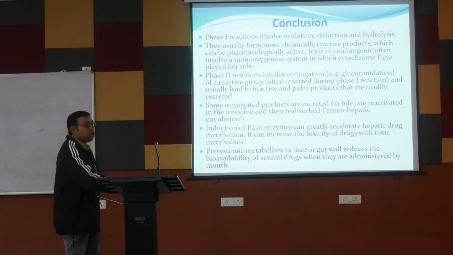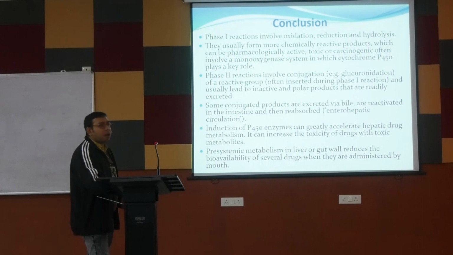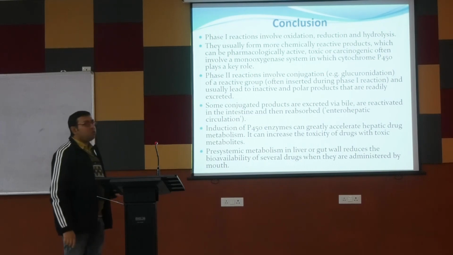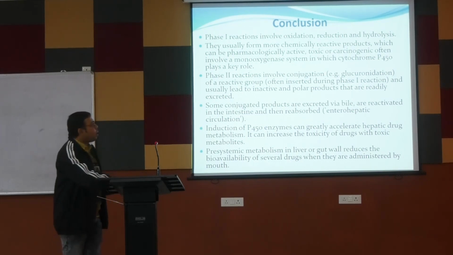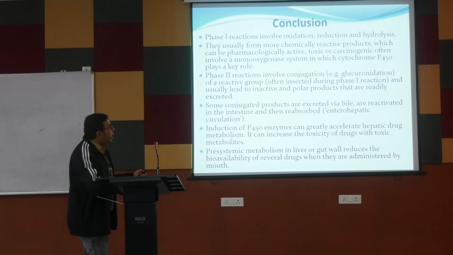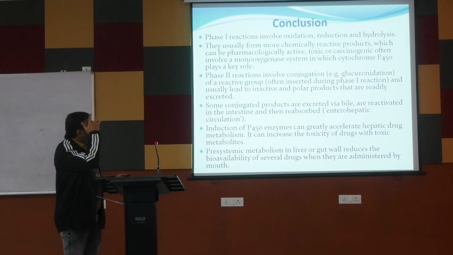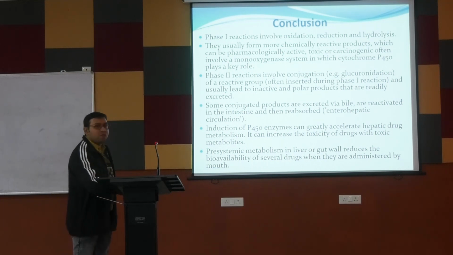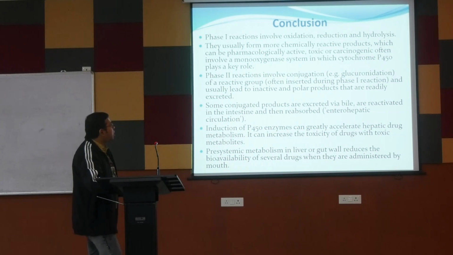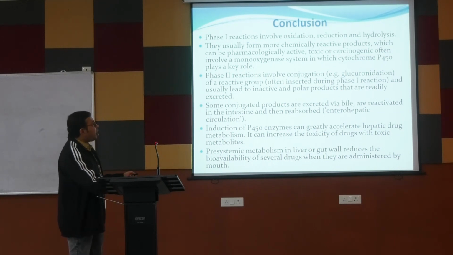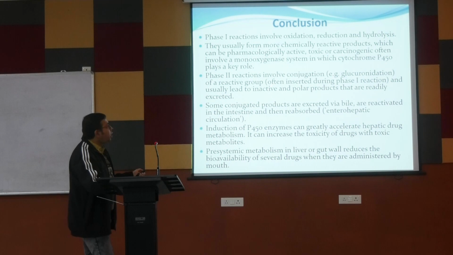So lastly, to conclude, this is the summary. Phase 1 reactions involve oxidation, reduction, hydrolysis, etc. They usually form more chemically reactive products which can be pharmacologically active, toxic or carcinogenic, often involving a monooxygenase system in which the most important is cytochrome P450. Phase 2 reactions involve mainly conjugation. The most important is glucuronidation or glucuronide conjugation of a reactive group, often inserted during phase 1 reactions, and usually lead to inactive or polar products that are readily excreted.